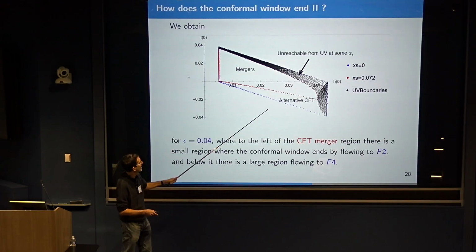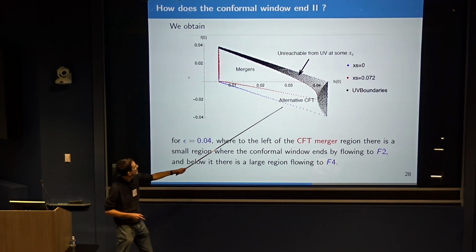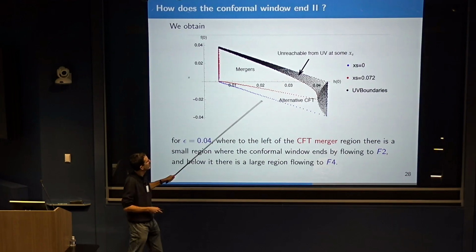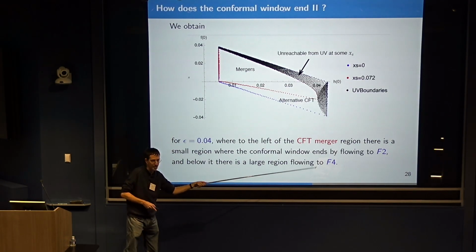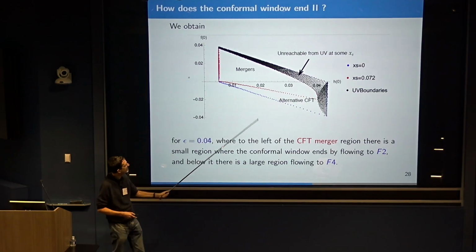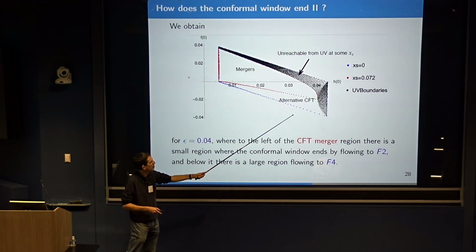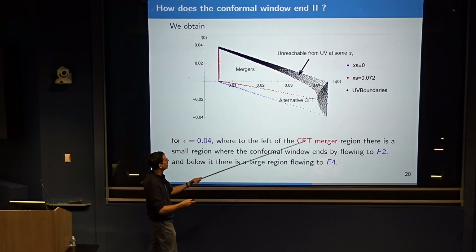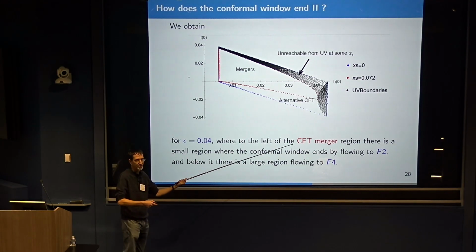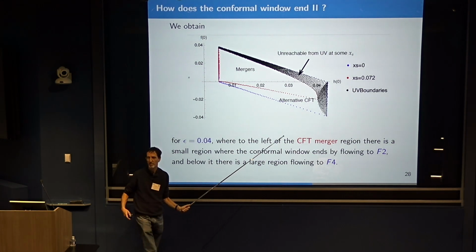And actually here we can realize flows to either one of these other fixed points that can exist. So in this bottom region, we flow to one of these fixed points. And there's a very small region here, which is hardly visible in the plot, where we flow to the other fixed point. So this is an example where we can see that both of these scenarios, the CFT merger and this alternative CFT scenario, are both realized in a non-zero measure region of the parameter space. So any questions about this example?